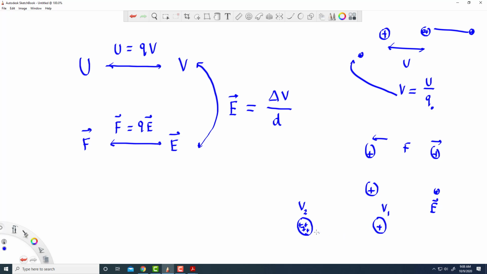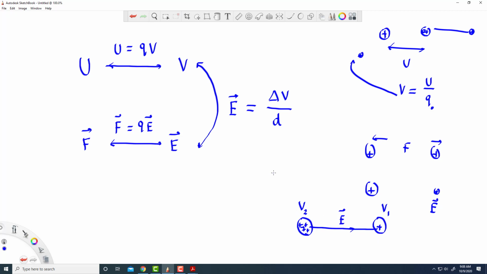Electric field always goes from higher potential to lower potential. So there's electric field originating from this positive charge, and it always goes towards the lower potential charge. So this is electric field, and this electric field comes from the fact that we have this potential.